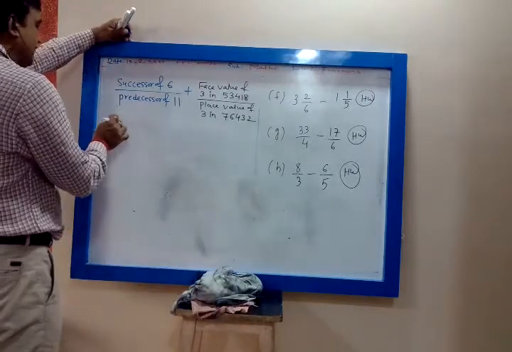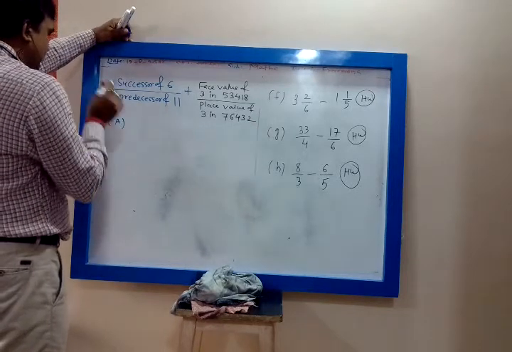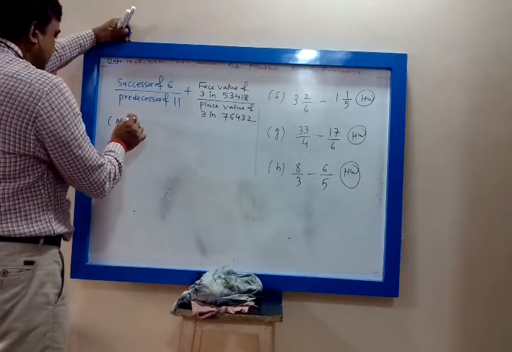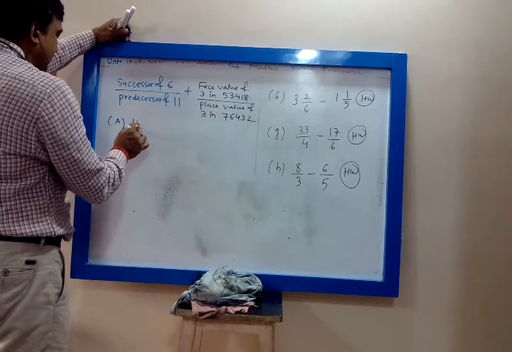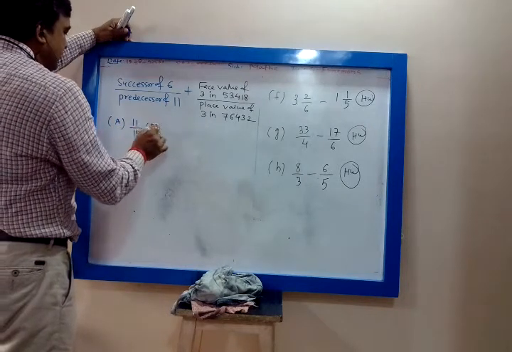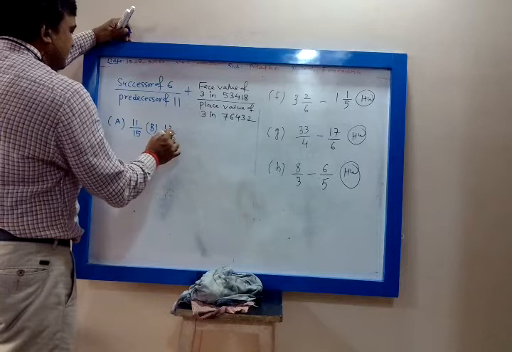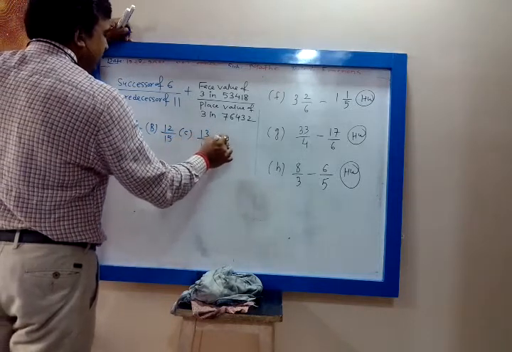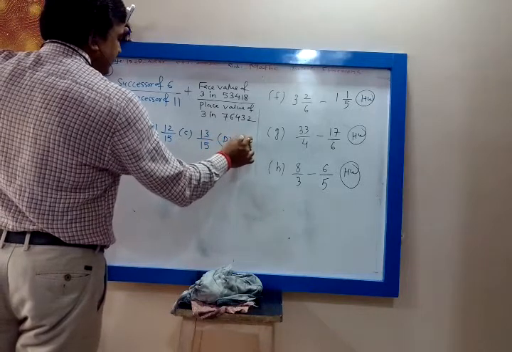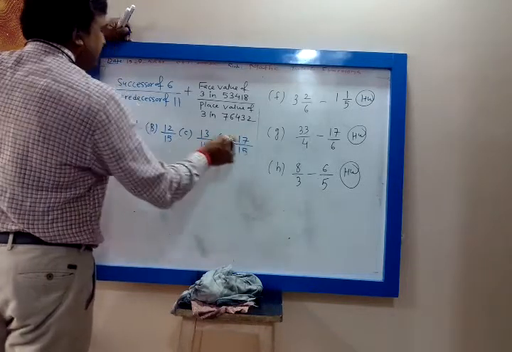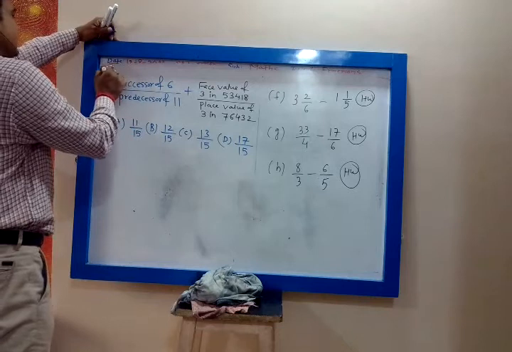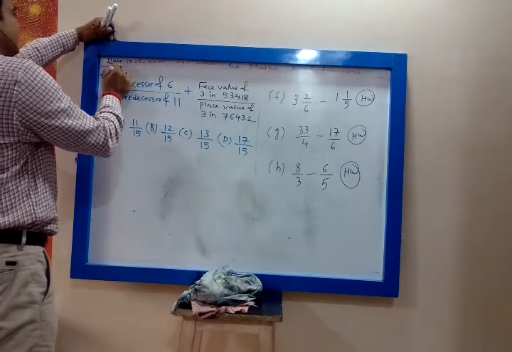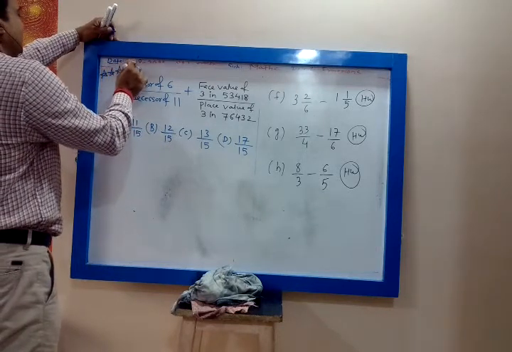A: 11 upon 15. B: 12 upon 15. C: 13 upon 15. D: 17 upon 15. This is one challenging question, my dear. 5-star question. Whoever solves this, they are a genius.